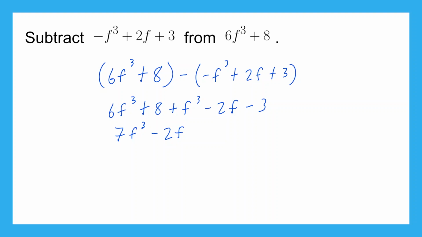And lastly, we still have the 8 and the minus 3, like we mentioned before. So 8 minus 3 is 5. So plus 5, just like that. Okay, very good. So as usual, the question is now, can we combine any more like terms in this final expression? And the answer is no, which means that we have just subtracted negative f cubed plus 2f plus 3 from 6f cubed plus 8. And that is our final answer.